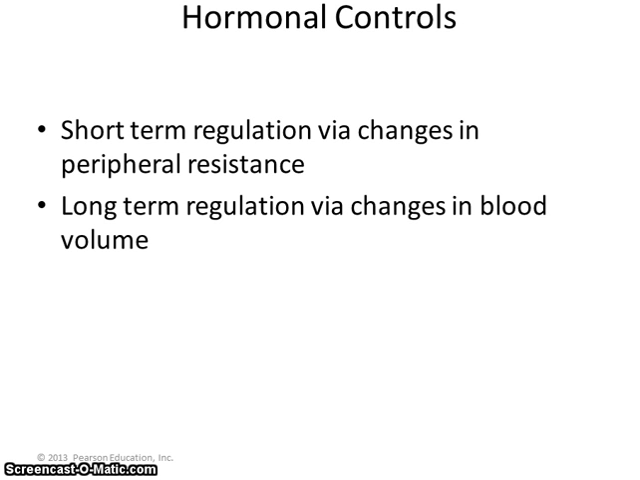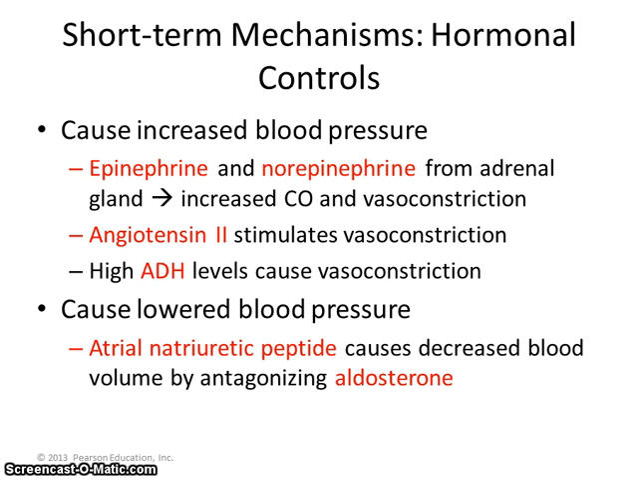You can also use hormonal controls to control your blood pressure. And that can be short-term by changing the peripheral resistance or long-term by talking to the kidneys about blood volume. Okay. So hormones, there are 4 that we will discuss shortly and how they relate to blood pressure. 3 out of the 4 cause an increase in blood pressure. So if your blood pressure is low, these can work together to bring the blood pressure back up.